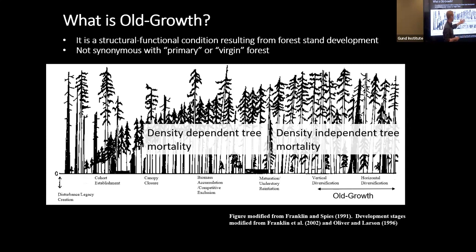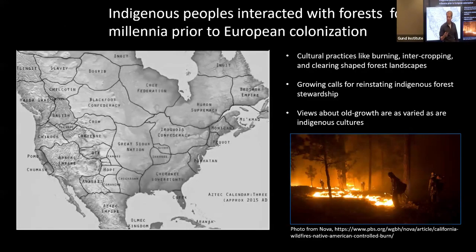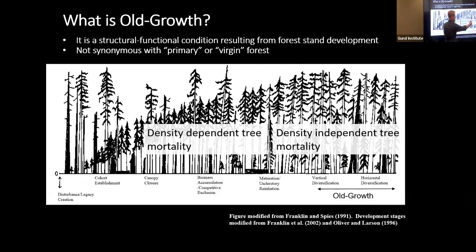This refers to things like natural disturbances: windthrow, ice storms, insect outbreaks, root rots, pathogens, this sort of thing that breaks apart this forest mosaic even further, leading to horizontal complexity, patchiness, patch mosaics. So there are a variety of processes that lead to this condition we call old growth.